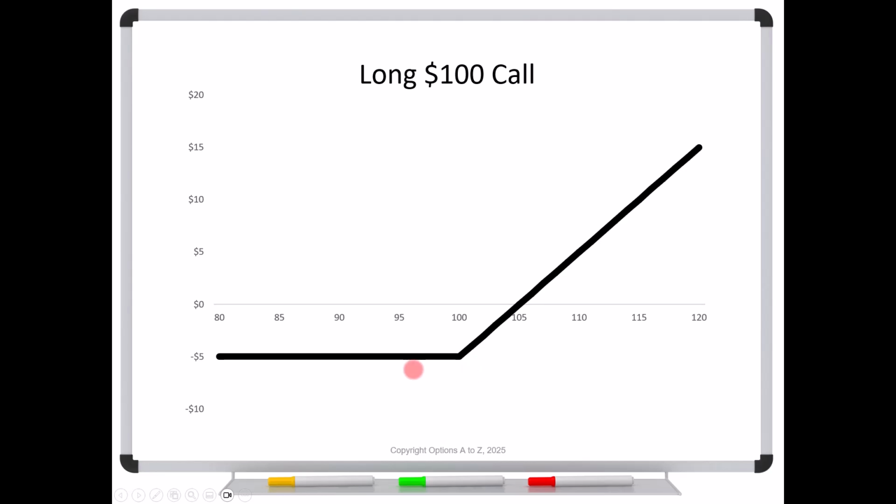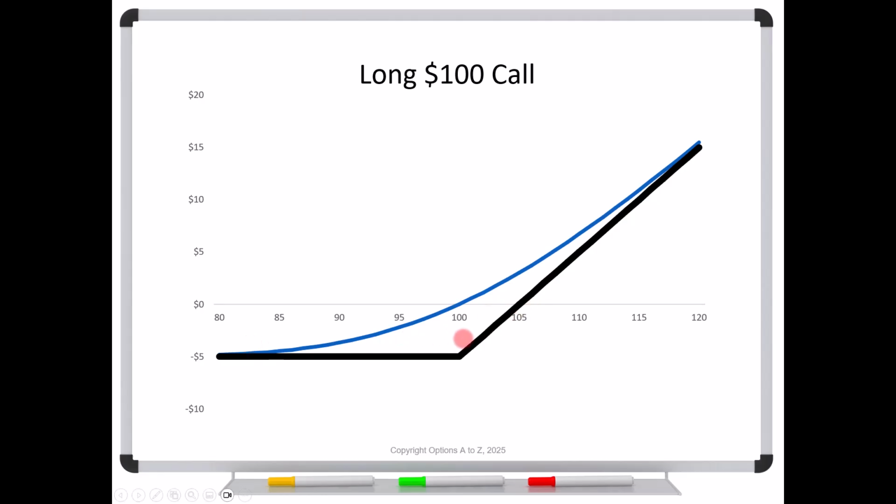This is the expiration graph. Remember that this curve here only applies right on the expiration bell. That's the only time you're going to get the correct answers or the correct interpretation. Prior to expiration, we need to look at what's called the current curve. And let's say there's 30 days to expiration. It might look like this.